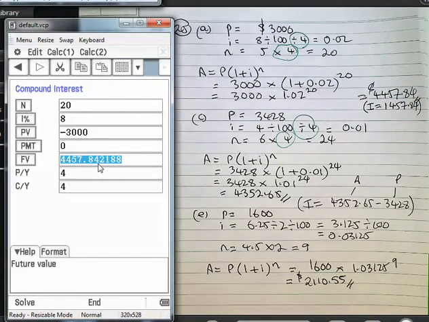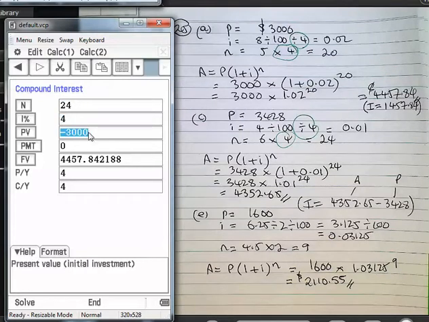4,457.84. I'll quickly demonstrate C, but it's probably very handy if you can do this rather than me just showing you. In the second instance, negative because it's coming out of my pocket. That's the way in which the calculator does it. 0 once again. Doing this quarterly, so I'll leave that as 4. And you can see the 4,352.65.